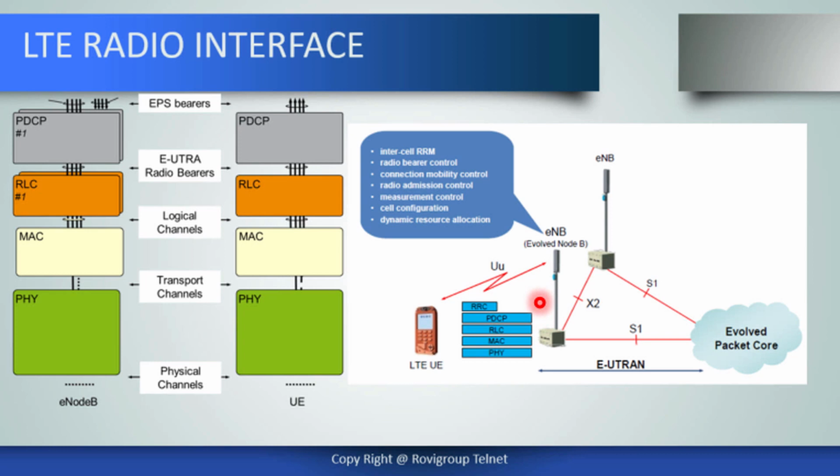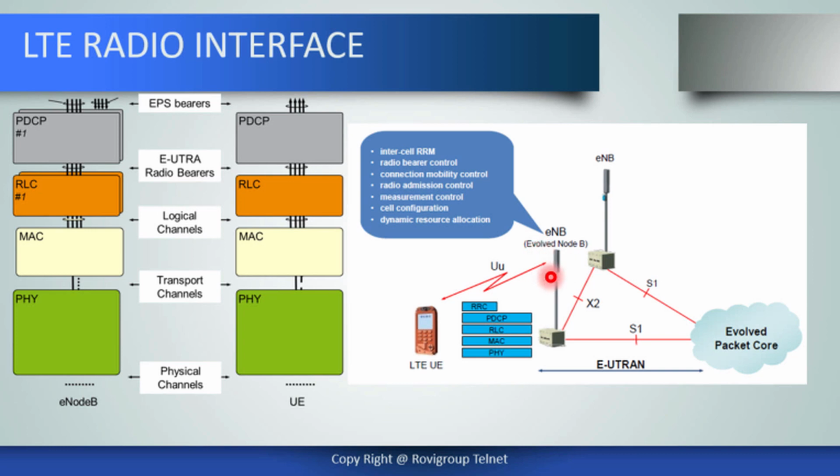Here you can see, as we discussed earlier, that in the LTE network we don't have the RNC, and the RNC functionality is managed by the eNode B itself. So inter-cell radio resource management is done by the eNode B. Also radio bearer control is done by the eNode B. Connection mobility control is also done by the eNode B. Radio admission control, measurement control, cell configuration, dynamic resource allocation, all is done by the eNode B itself.